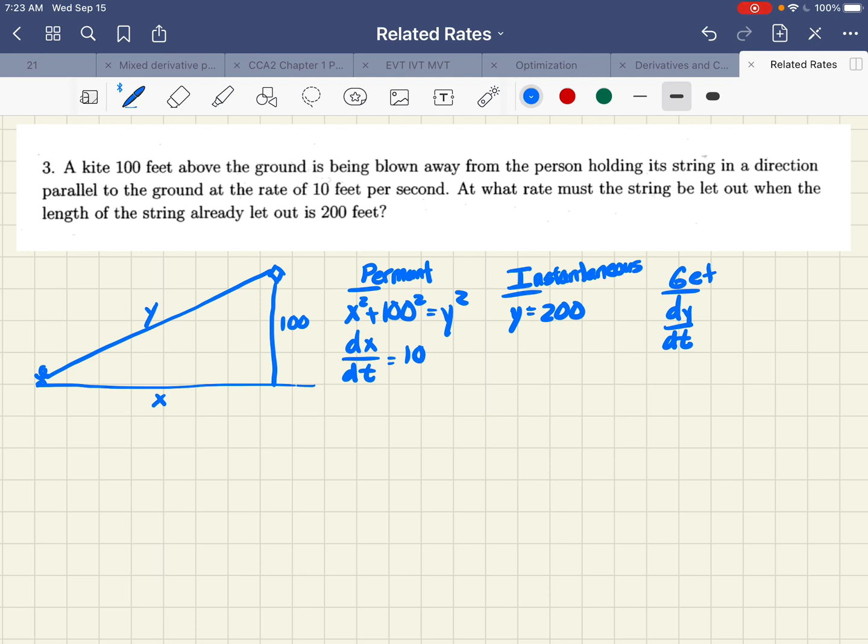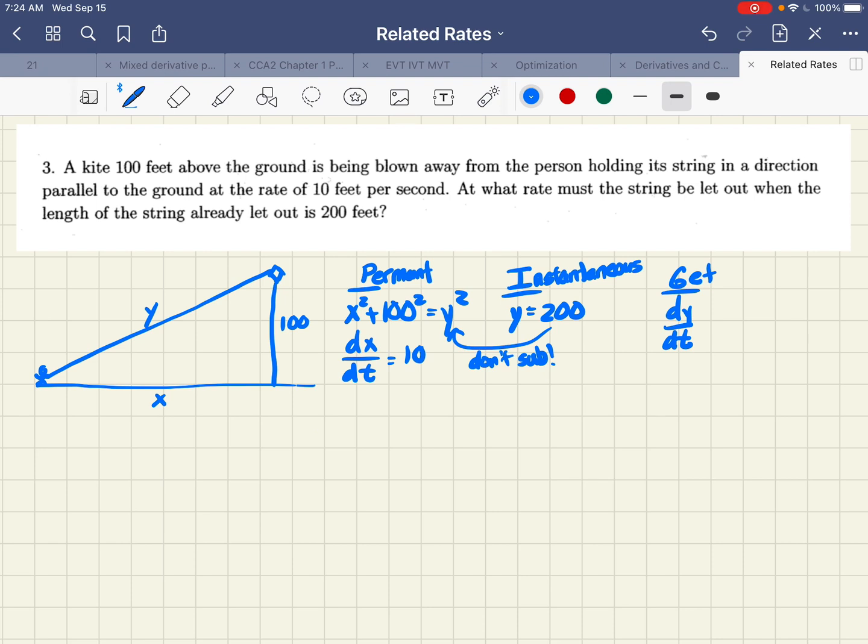The reason we differentiate between permanent and instantaneous is that y equals 200, you would not want to substitute here before you do any calculus, because it's only true in the moment, whereas this 100 is always 100, so that can be put into the equation before you do any calculus. So don't substitute values from the instantaneous column before you do calculus.